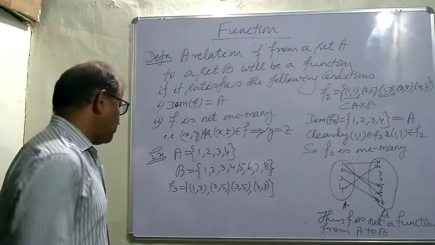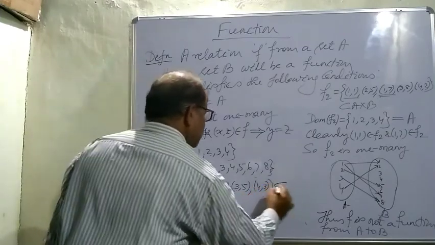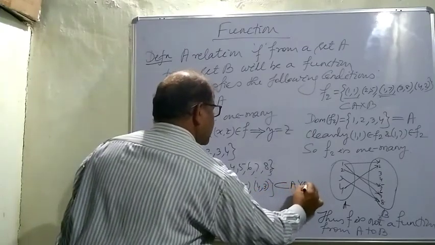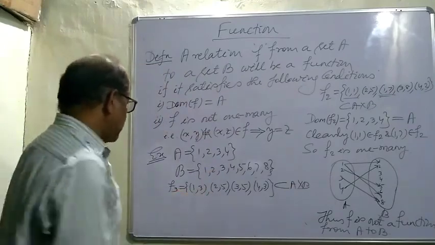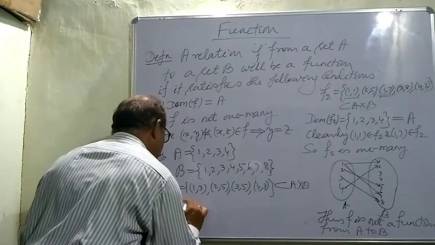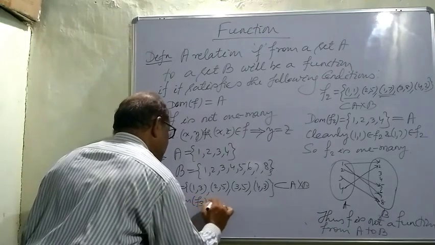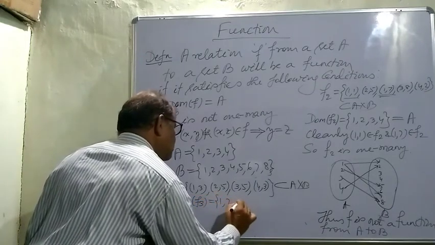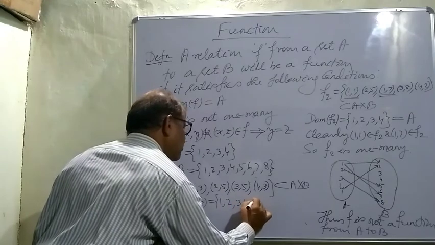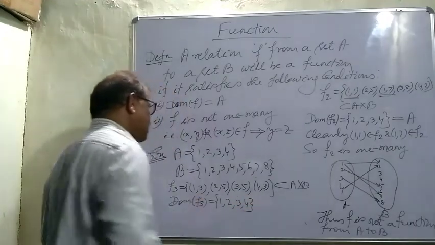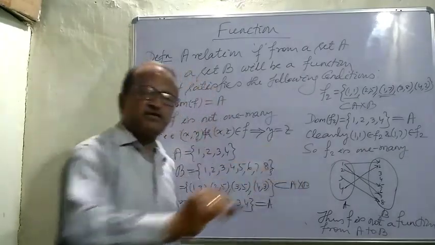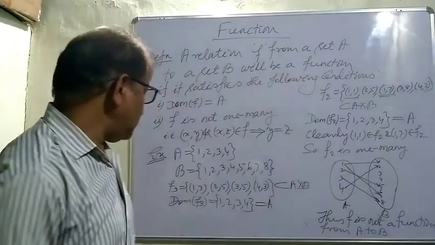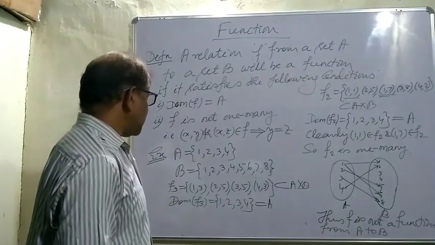You see, it is a subset of A Cartesian product B, so no doubt it is a relation from A to B. Then what is its domain? Domain of F3 is 1, 2, 3, 4, which is equal to A. The first criterion is satisfied. Now come to the second criterion, whether it is one-many or not.